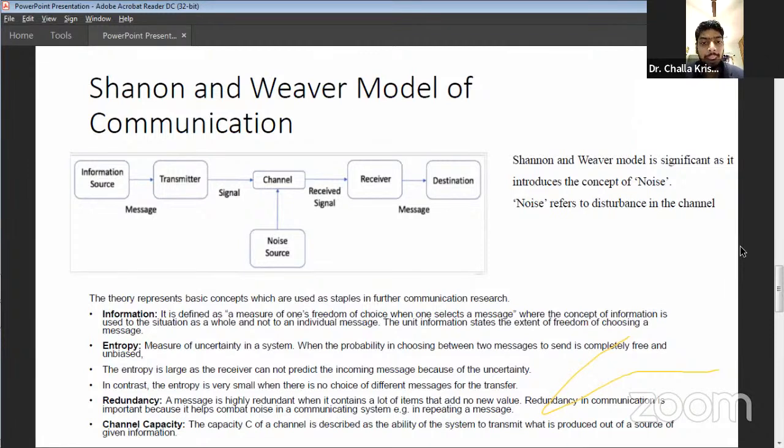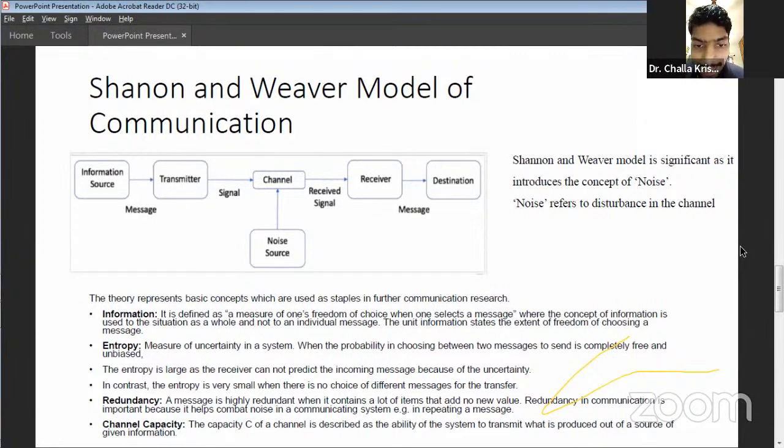For example, I'm a representative of one news channel. The news channel is supporting the chief minister or prime minister. So can I talk negatively about the chief minister or prime minister? Can I talk about their demerits? If a news channel that supports the chief minister or prime minister is interviewing me, I cannot put them in a bad light, right? So my freedom of speech, my freedom of choice of message, is restricted. So basically, information is the measure of one's freedom of choice when one selects a message.